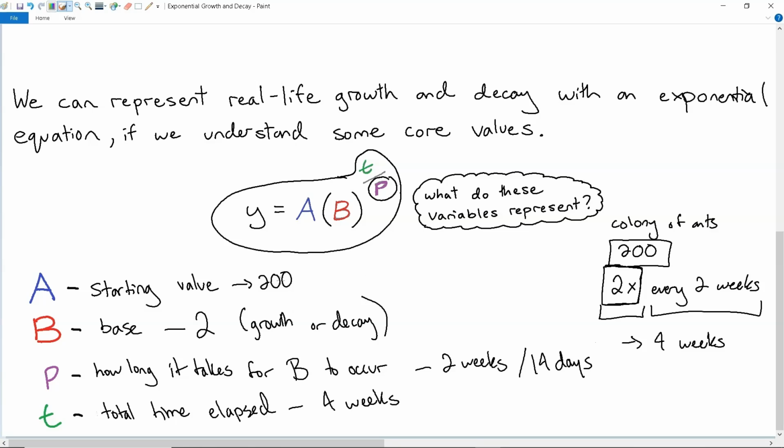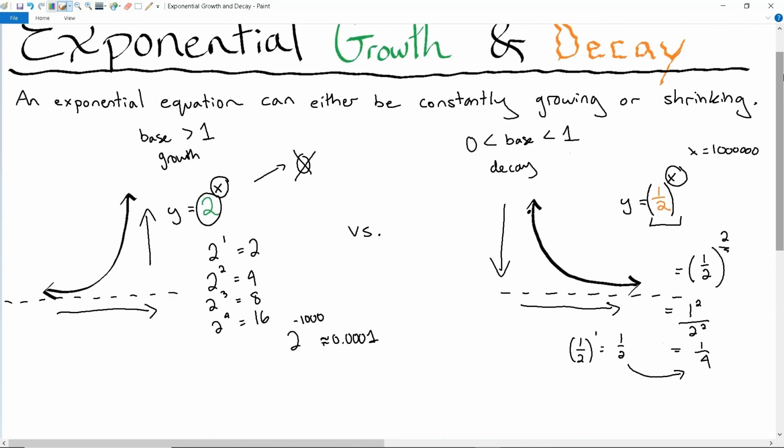So if I were to plug in all of these values into my equation, I could actually solve for what the population total is going to be after these 4 weeks have elapsed. And so instead of just using placeholder values, let's actually go to a setup.